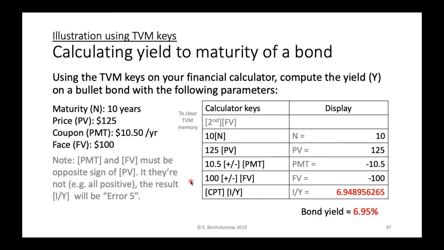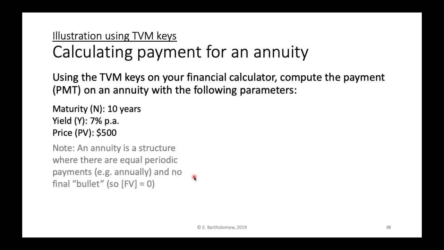And then finally, if you make a mistake and you put all of these in as positive, which is an easy thing to do, put 125 and then forget to change the sign of this to negative, you will get an Error 5 result. So if you ever see Error 5 on your display when you go to calculate, you'll know that's what you did, and you can go back and make sure that they're the opposite signs. All right, so let's look at one more.